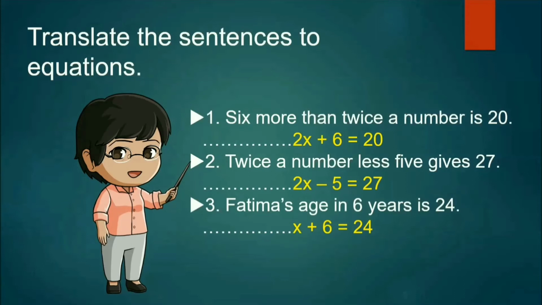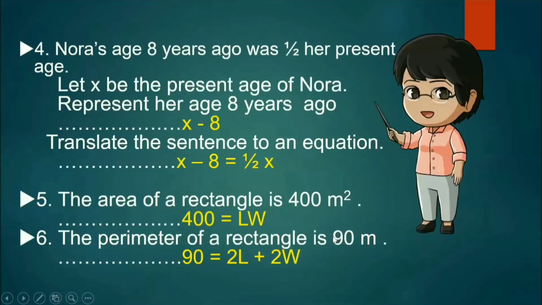And number 3. Fatima's age in 6 years is 24. So x plus 6 is equal to 24. Number 4. Nora's age 8 years ago was 1/2 her present age. So we let x be the present age of Nora. Represent her age 8 years ago. So we have x minus 8. Translate the sentence to an equation. We have x minus 8 is equal to 1/2 x.